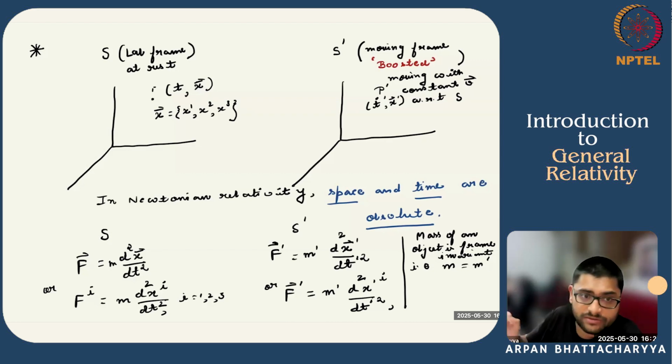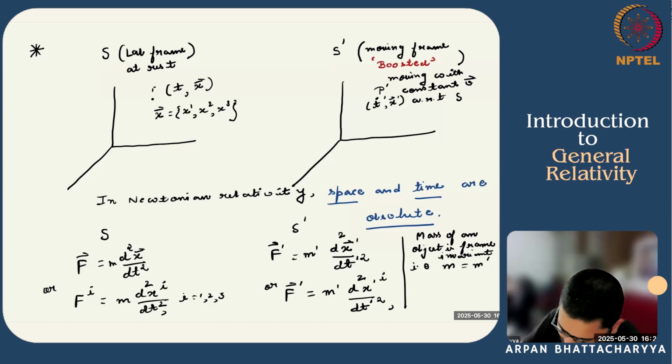Now the same event, if we move to another reference frame, which we denote by S prime, will go to this point P prime, and it will be characterized by these coordinates, which are t prime and x prime, the vector x prime, which again is x1 prime, x2 prime, x3 prime. Now, what is this S prime? S prime is a moving frame, or you can call it a boosted frame, which moves with a constant velocity with respect to S.